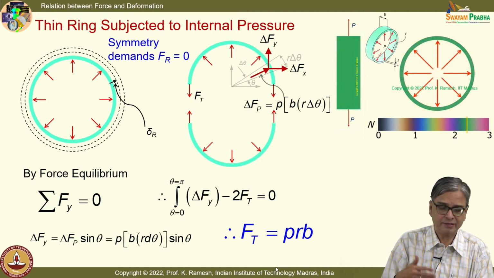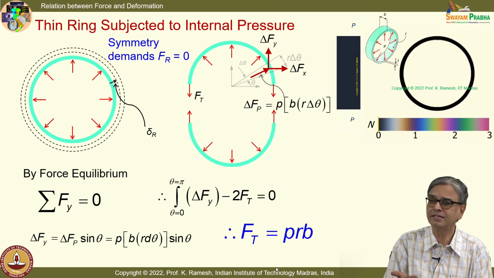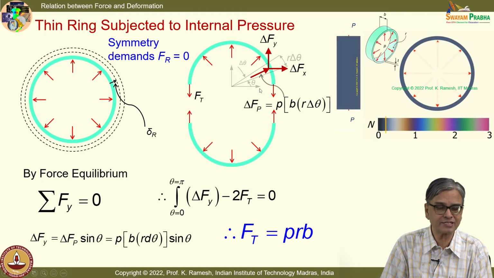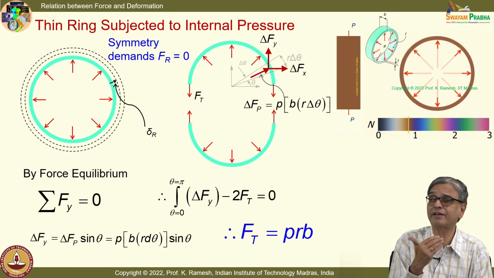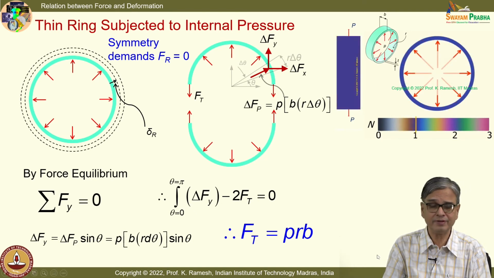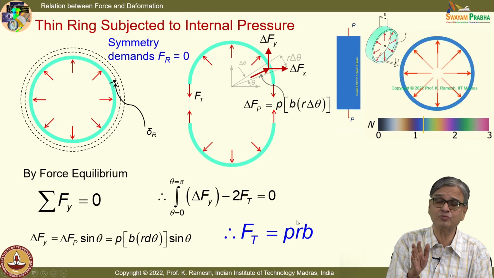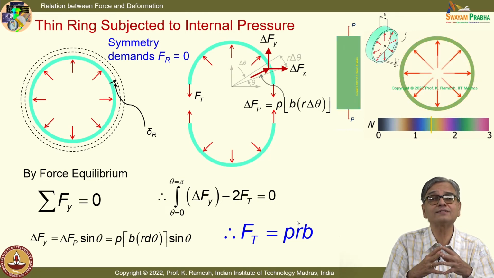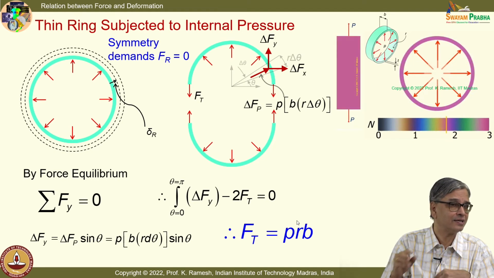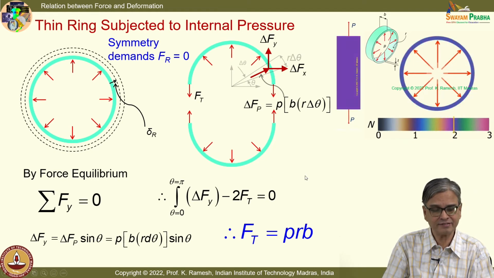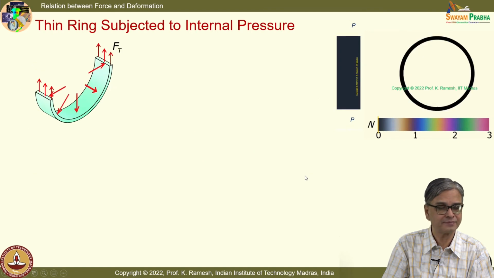In fact, people find out the stress. I can also find out the stress. Stress is nothing but force divided by area. Here, if I have the thickness as T, I will divide it by B into T. So, I will have this as PR by T, and PR by T is a very famous expression. But our ultimate goal is what? We want to find out the radial expansion of the pressure vessel, thin cylinder.